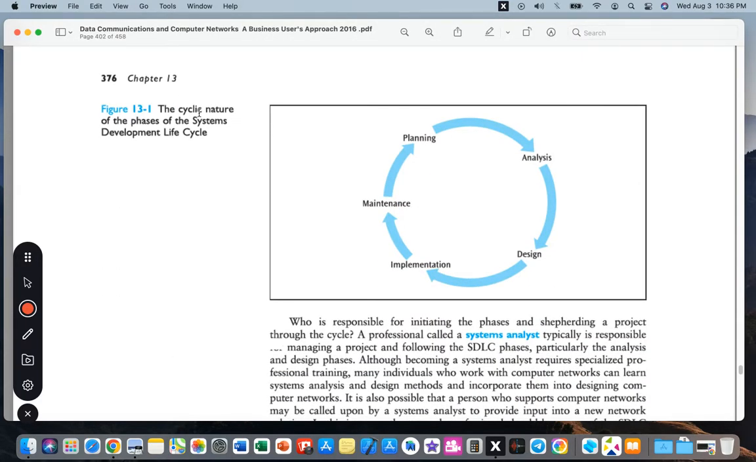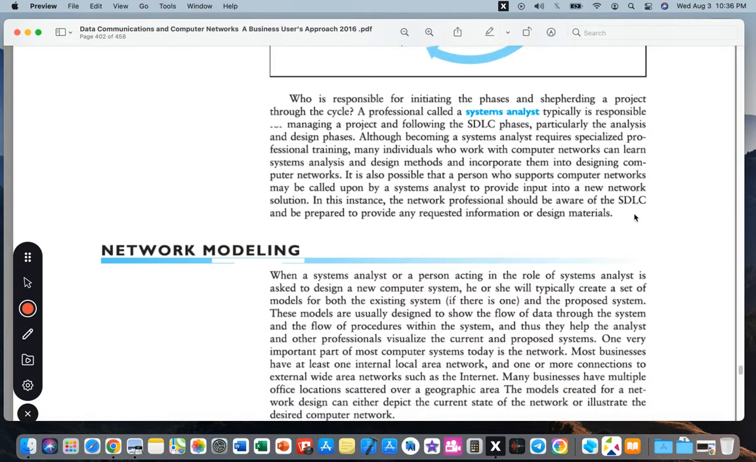The cyclic nature of the phases of the system development lifecycle just keeps going on and on: planning, then analysis, then design, then implementation, then maintenance, then planning again, and so on.